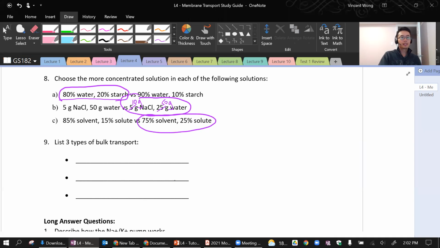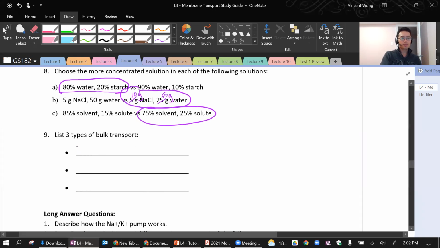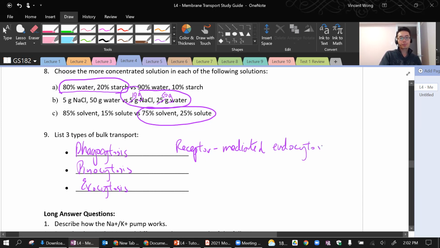that's that. Three types of bulk transport. So we have phagocytosis, and we have pinocytosis, we have exocytosis. We also have something called receptor mediated endocytosis. All right. And again, if you're not sure what these are, watch the recordings. Everything is explained there.